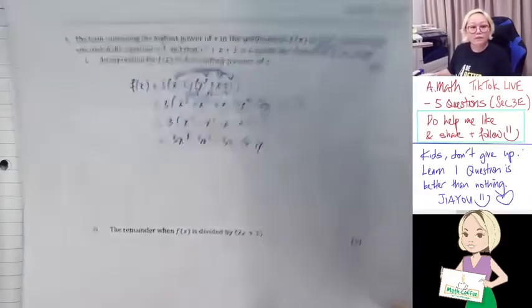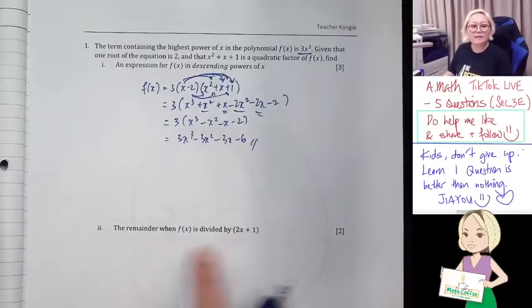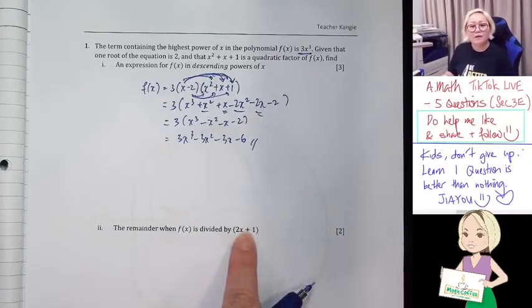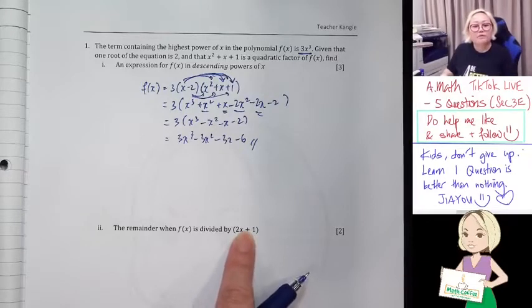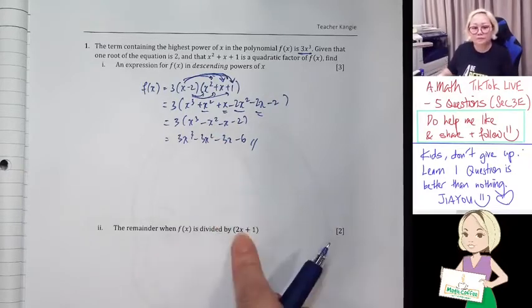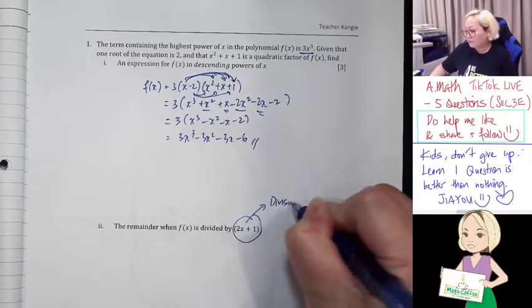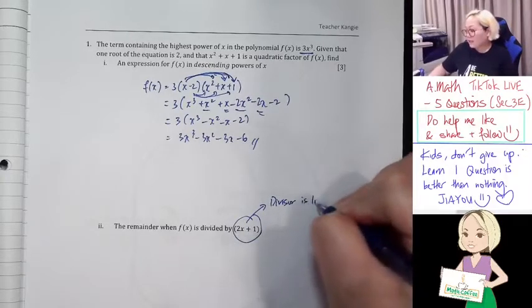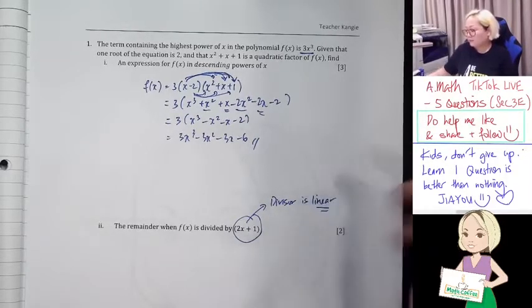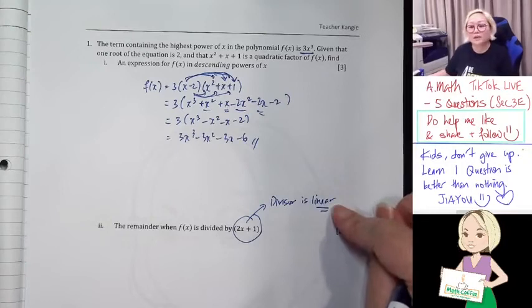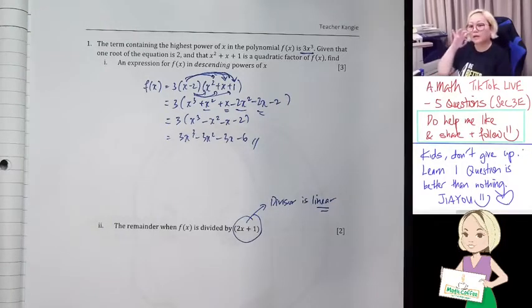Next, they say find the remainder when f(x) is divided by 2x plus 1. Some students, when they want to find the remainder, always do long division. But take note that whenever your divisor is linear, you can just use the remainder theorem and find the remainder.